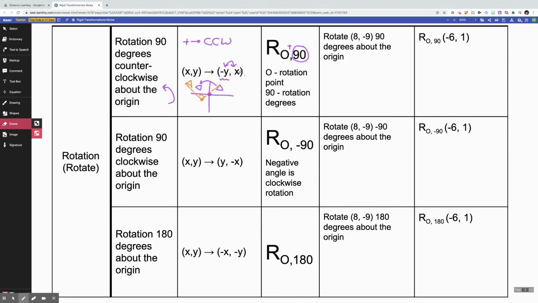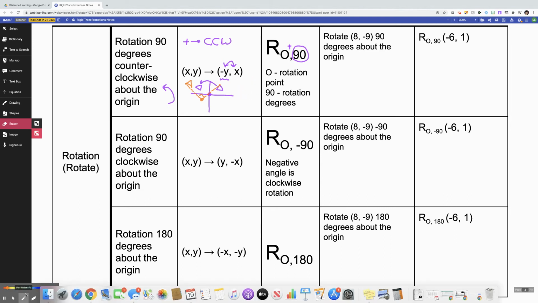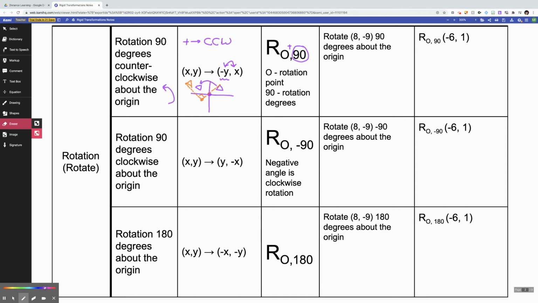So all that to say, this rule only works when you're dealing with rotating about the origin, okay? So here's my coordinate point, 8, -9, and I'm rotating positive 90 degrees around the origin. Okay, so I'm going to switch my x and my y, so this becomes -9, 8, and then I have to change the sign of just the first new coordinate here. So -9 becomes +9, okay?